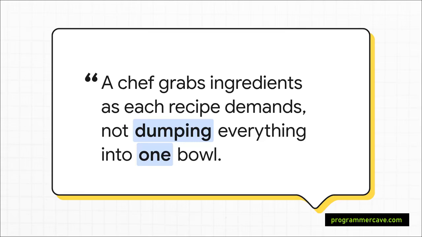A really great agent doesn't carry everything all at once. It's more like a chef. It should retrieve information just in time, pulling ingredients from the pantry only when the recipe calls for them. This keeps its working memory clean, fast, and totally focused.